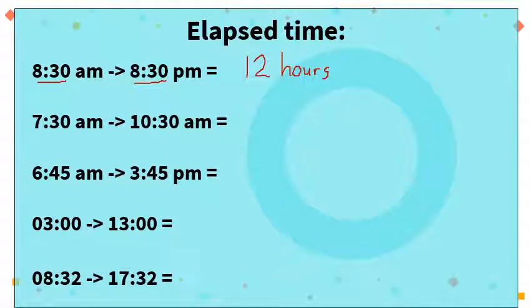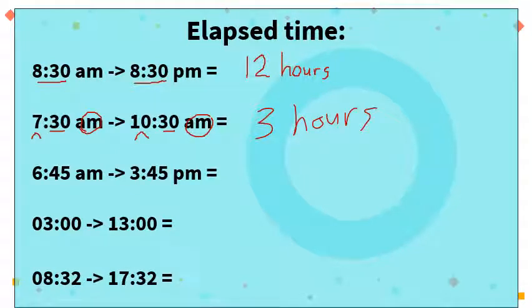Here, nice and easy one, 7:30 a.m. to 10:30 a.m. The minutes haven't changed, so I don't need to worry about the minutes. And also the a.m. hasn't changed either, so it's still in the morning. The only thing that's changed is this hour. So we've gone from 7 till 10, 7 plus 3 is 10, or 10 minus 7 is 3, so our elapsed time is 3 hours. Oh my gosh, I'm losing my words.